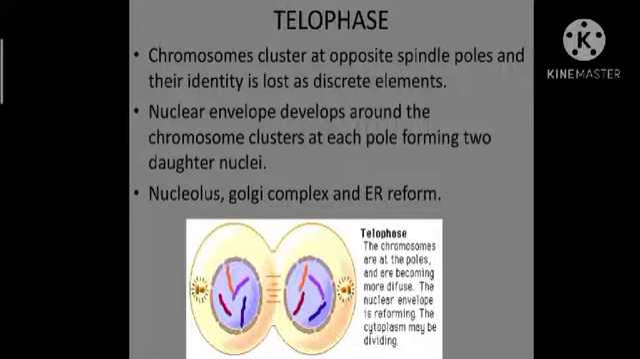Okay, and what are the other changes that take place? Nuclear envelope will reappear, will be reformed. Okay, and nucleolus also will be reappearing, and the organelles which were lost like the Golgi complex, endoplasmic reticulum, etc. also will be reappearing. Okay, so these are the events that occur during telophase stage.